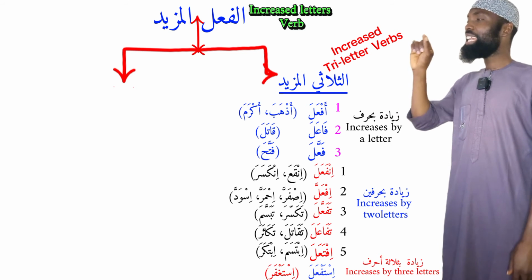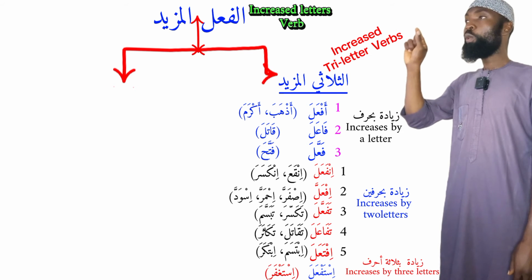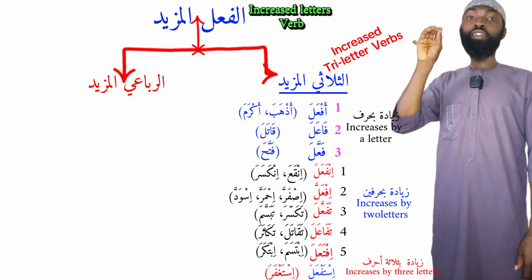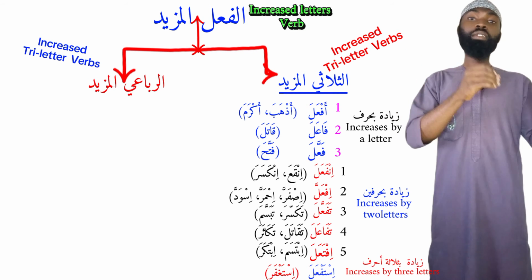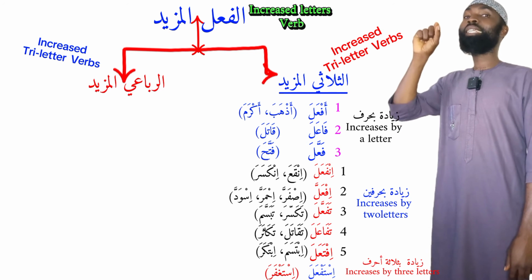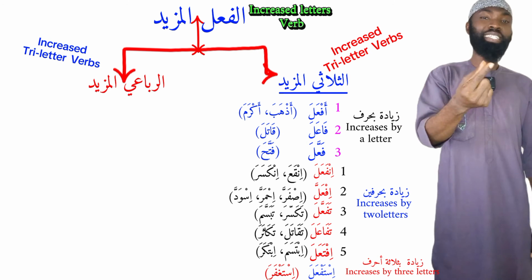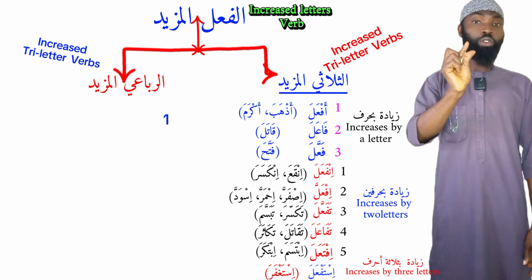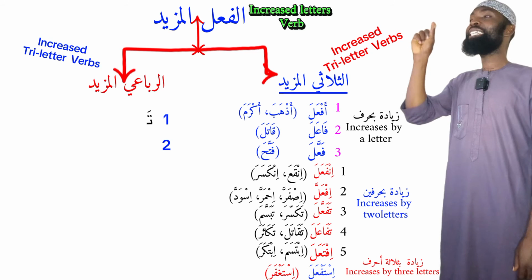Now moving on to the last subcategory of the al-mazid, the additional letters, where we will have al-rubai al-mazid, the 4-letter verbs which have been increased. Recall that in the mujarrad, we said the 4-letter root words came in the wazn of fa'lala. Now, if this word has been increased, what will be the wazn? This will come in 2 different awzan. The first wazn we have is tafa'lala.